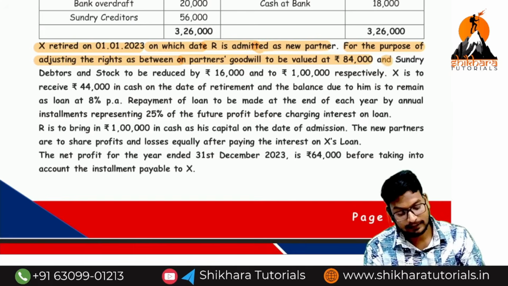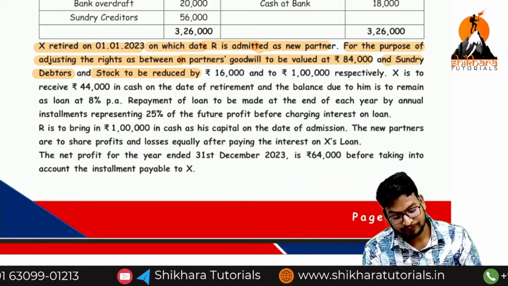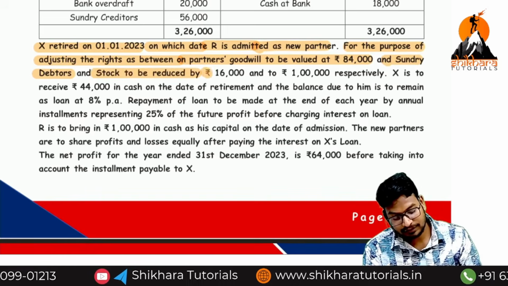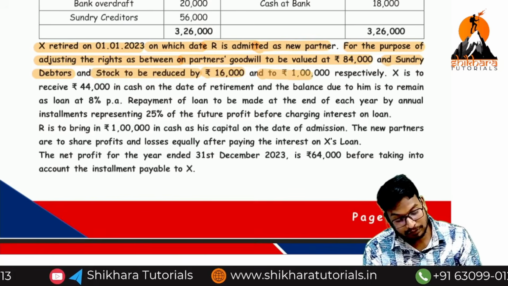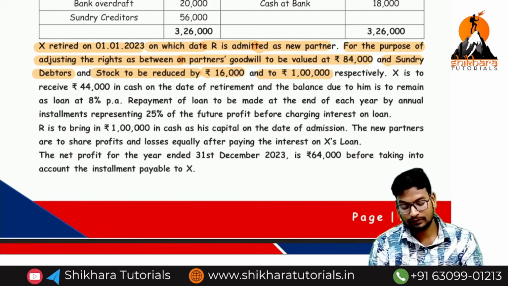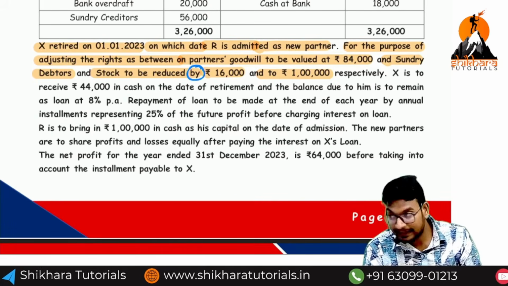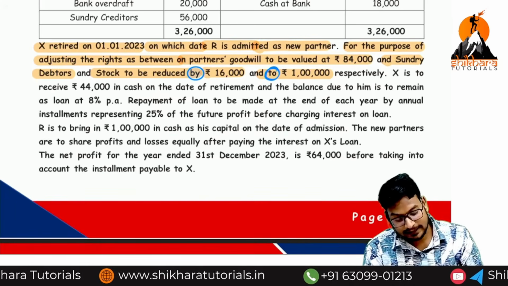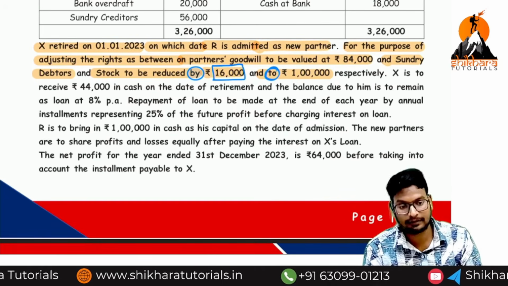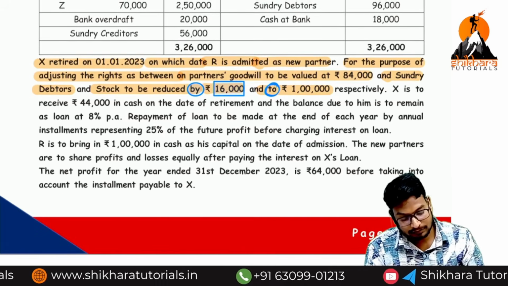84,000. And sundry debtors and stock was reduced by, so debtors is reduced by how much? 16,000, and the stock is reduced to how much? 1 lakh. So please read and understand the sentence. Here for debtors they have given reduced by, and for stock reduced to. That means for debtors, directly 16,000 we need to take. How much amount we need to take directly? 16,000.